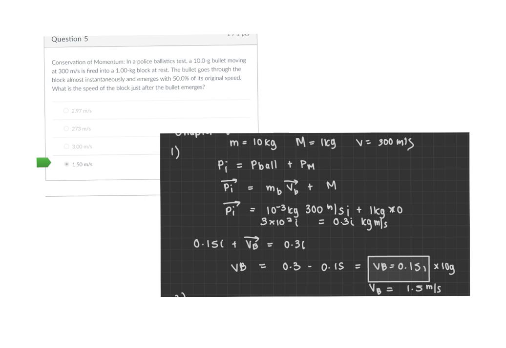So we have 0.15 on one side, 1 times V_B, equals 0.3, which is the value that we got from that P initial. So V_B equals 0.3 minus 0.15, which gives V_B equals 0.15. We have to multiply this by that 10 grams, because we did not do that earlier, and we're left with the answer being 1.5 meters per second.